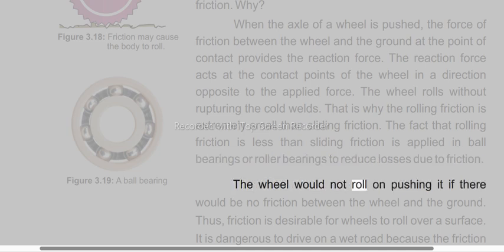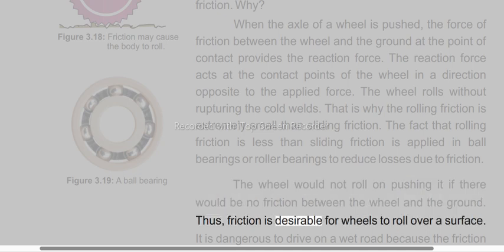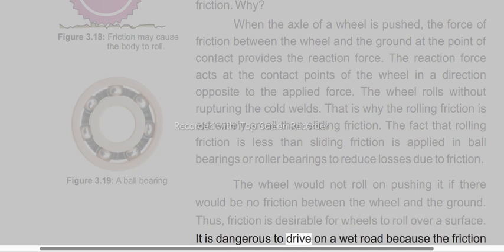The wheel would not roll on pushing it if there were no friction between the wheel and the ground. Thus, friction is desirable for wheels to roll over a surface. It is dangerous to drive on a wet road because the friction between the road and the tires is very small. This increases the chance of the tires slipping on the road. The threading on tires is designed to increase friction. Thus, threading improves road grip and makes it safer to drive even on a wet road.